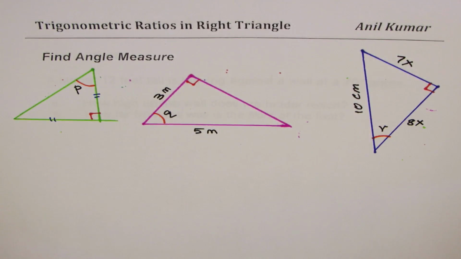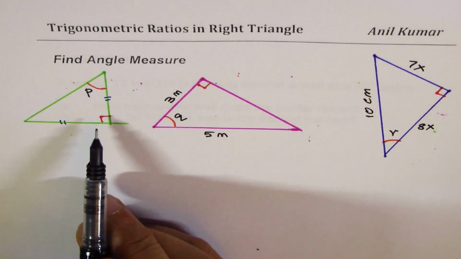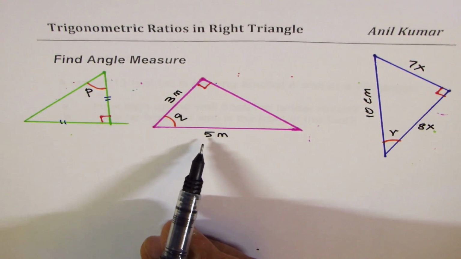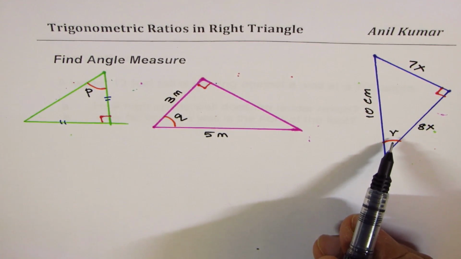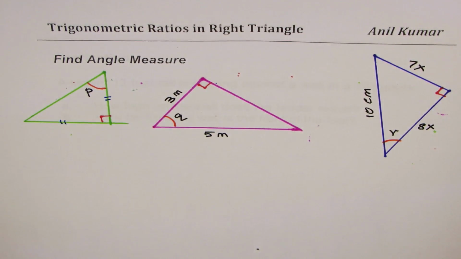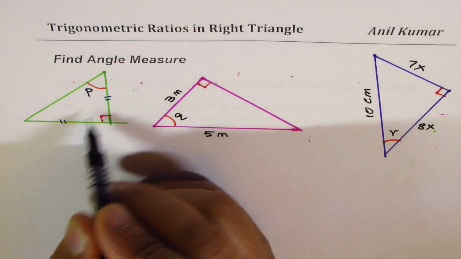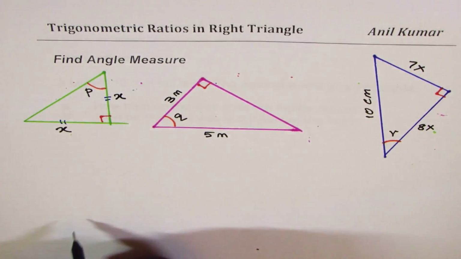Let's move on and find angles now. How to find angles in a right triangle, that is what we learn with 3 examples. In the first triangle, we have to find angle P. In the second triangle, angle Q, and in the third, angle R. In the first triangle, we are given that two sides are equal. We are not saying how long the sides are, right? That is very interesting. Since we are not saying anything, let's say these sides are x.